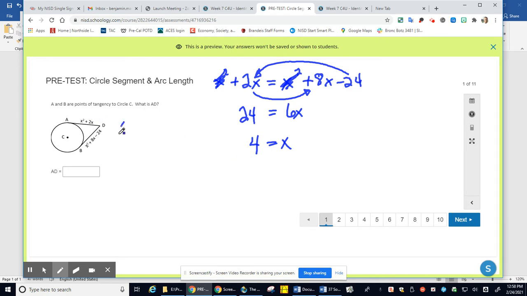because it wants the length of AD. So I'm going to do 4 squared plus 2 times 4, 16 plus 8 is 24. So that should be the answer here for the length of AD.